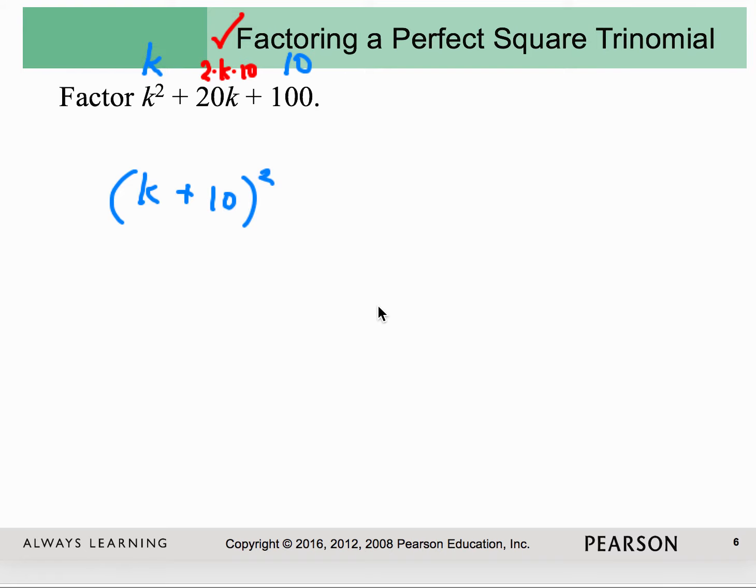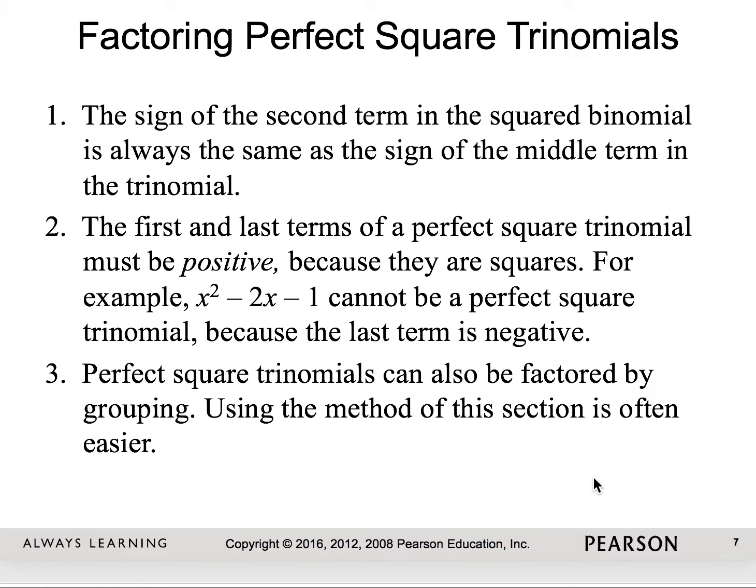All right, perfect square trinomials. Practice that. And then we're also going to talk about, okay, here's some information about factoring a perfect square trinomial, but we already know that. The sign of the second term is always the same as the sign in the middle term of the trinomial. The sign of the second term in the squared binomial.